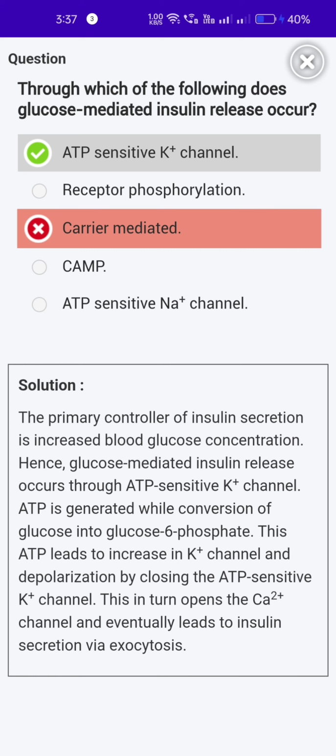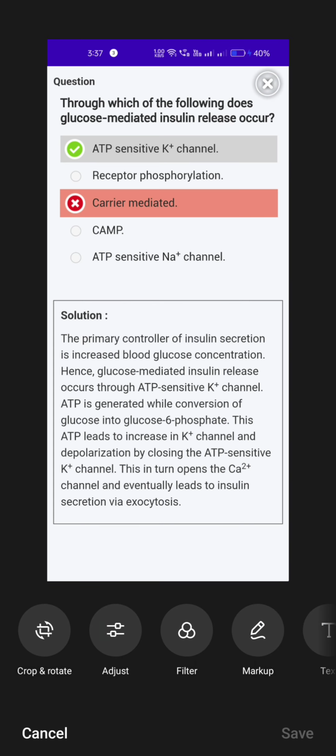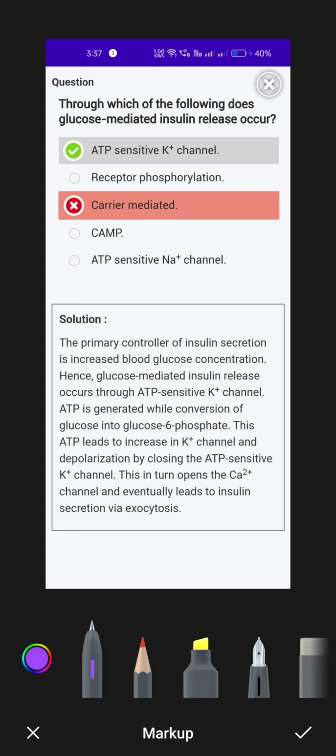So the solution is: the primary controller of insulin secretion is increased blood glucose concentration. Hence glucose mediated insulin release occurs through the ATP sensitive potassium channel. ATP is generated while glucose is converted to glucose 6 phosphate.